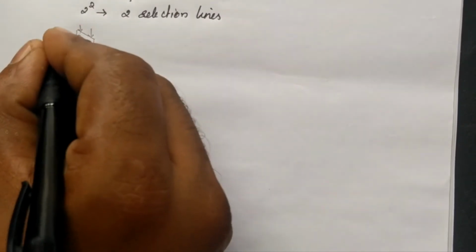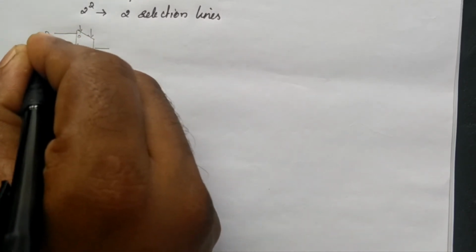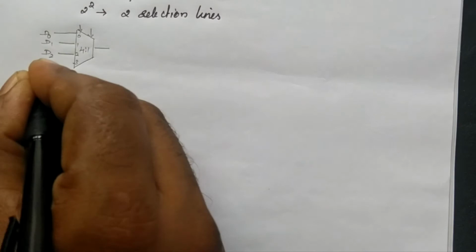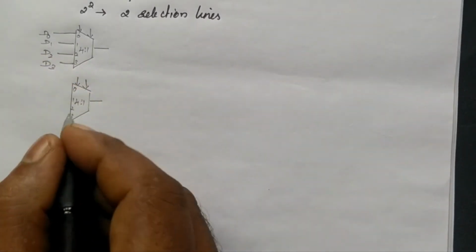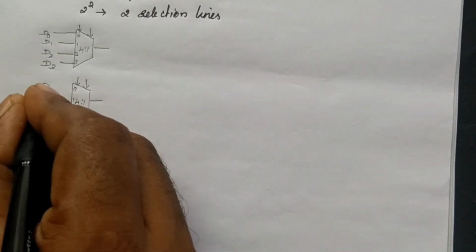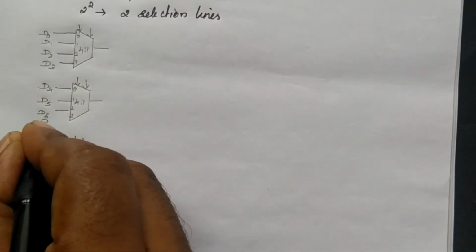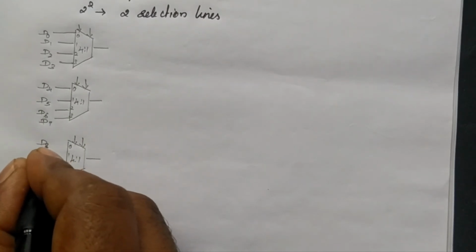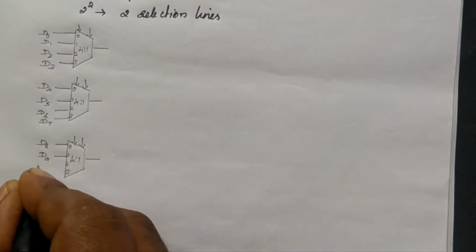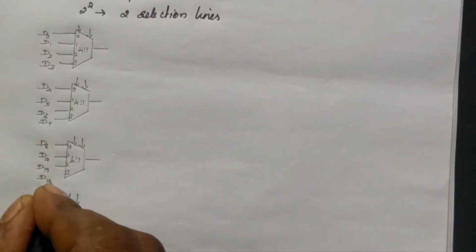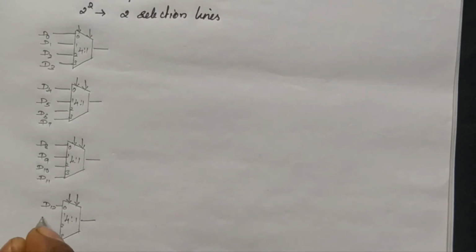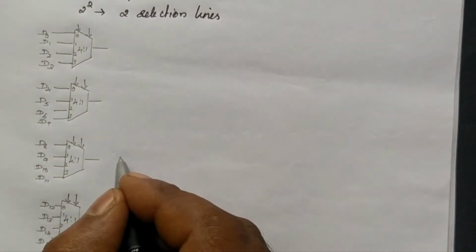Here we are considering it as a 16:1 mux. Therefore, I am starting with D0. So here D0, D1, D2, and D3. For the next 4:1, I am starting with D4, D5, D6, D7. Here D8, D9, D10, D11, D12, D13, D14, D15. Therefore, we are having 16 inputs. Then here we are having 4 outputs.